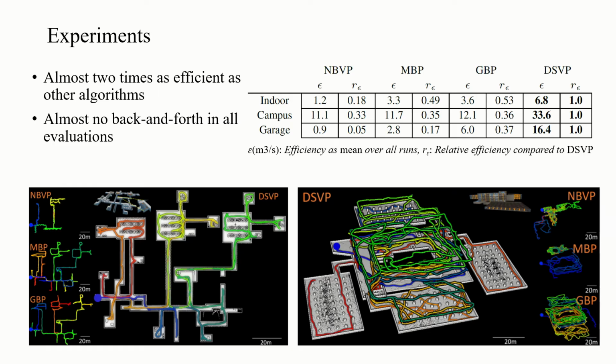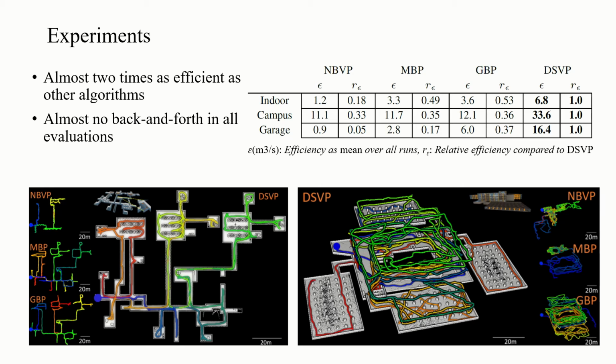We conduct simulation experiment with our benchmark environment in 3 scenarios: indoor, garage, and campus. Here we run the open source code of NBVP, GBP, and MBP as comparison. In each environment, we run each method 10 times and then calculate the average efficiency. The trajectories in the figure is the best one of each method.